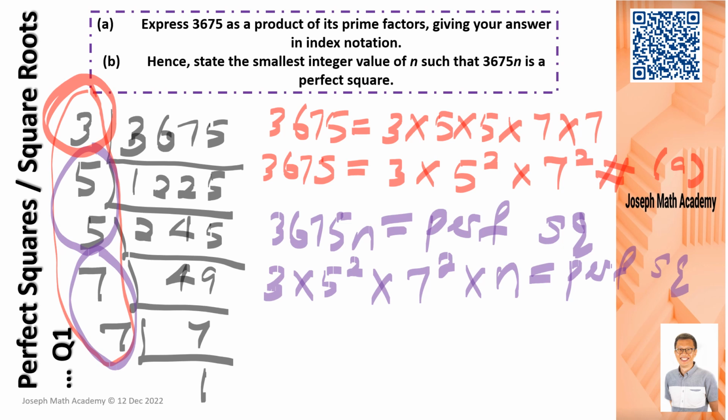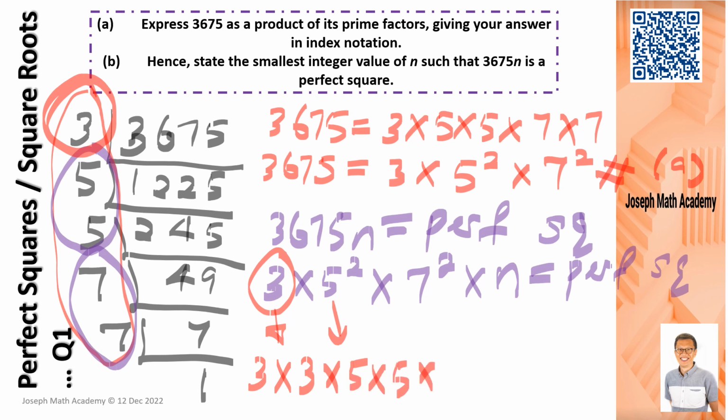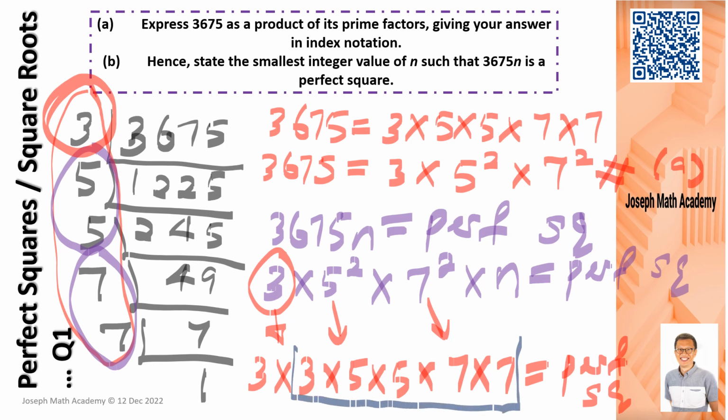So how to make 3675n a perfect square? We need to multiply another 3 to this 3 to make it 3 to the power of 2. So this one has to be written as 3 times 3. This one, no change. This one, no change. Then the whole thing is now a perfect square. Okay, this is our original 3675. Okay, so what have we done?